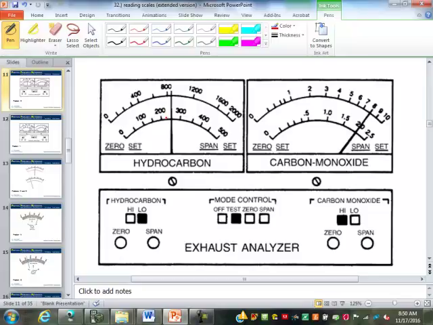Read this one for me. This is 250. Needle's in the same spot. Why is it not 2.0? Because it's on high setting now. That's at 8.